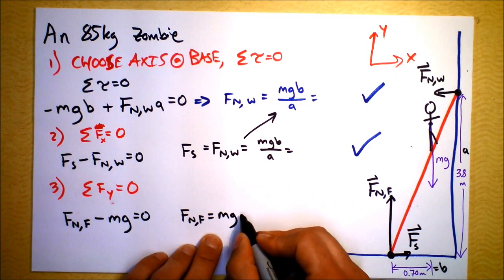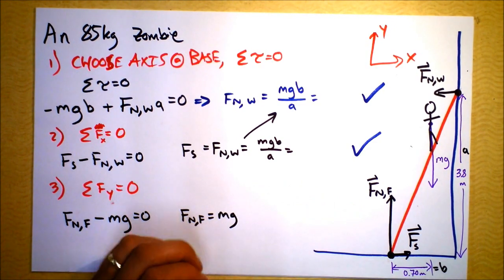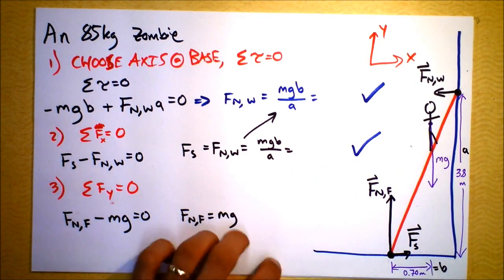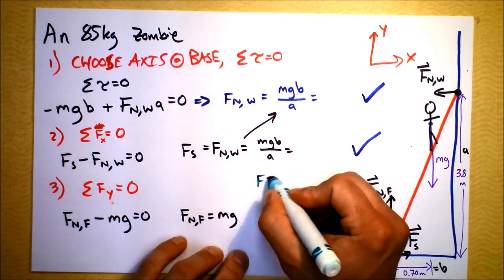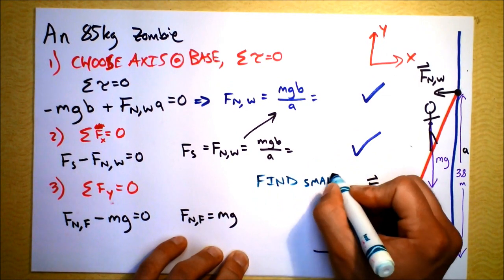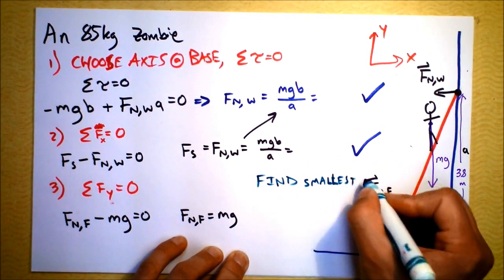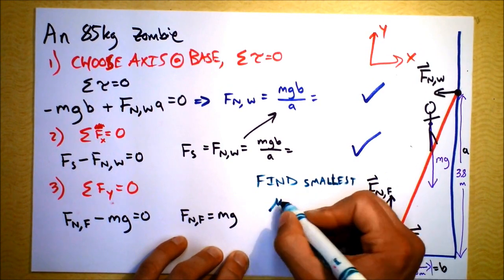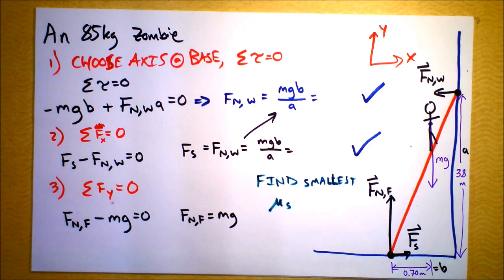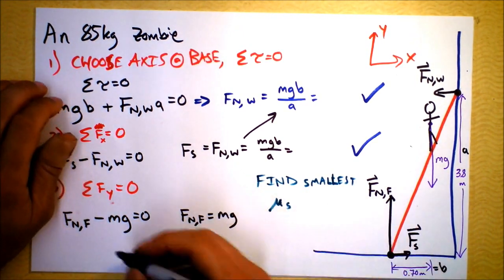And that is it. Now, what if we were to ask when the ladder might slip? We could even find the mu. We could be given a corollary problem that says find the smallest mu s, so that the zombie can actually stand there without it slipping. Interesting. How are we going to do that? You got a mu s equation?